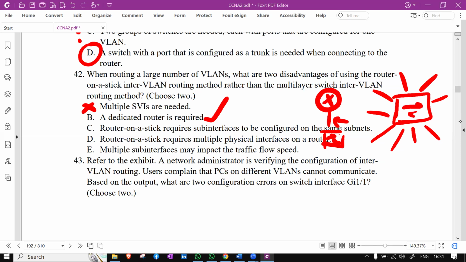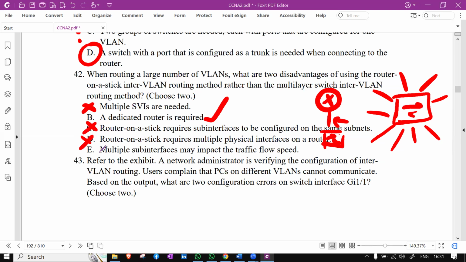Then C, router on a stick requires sub-interfaces to be configured on the same subnets. It requires sub-interfaces, but they are not on the same subnet, so this one doesn't make sense. My sub-interfaces are not on the same subnet. Router on a stick requires multiple physical interfaces. No, as well. Router on a stick requires only one interface. So that's another odd one out.